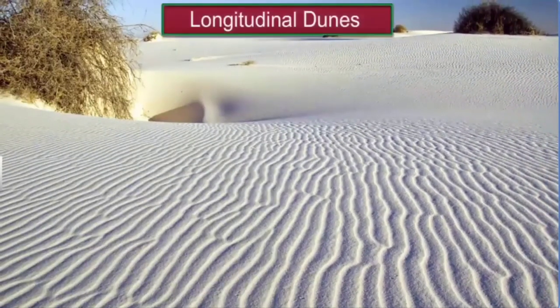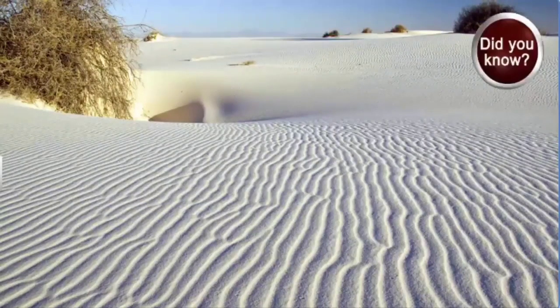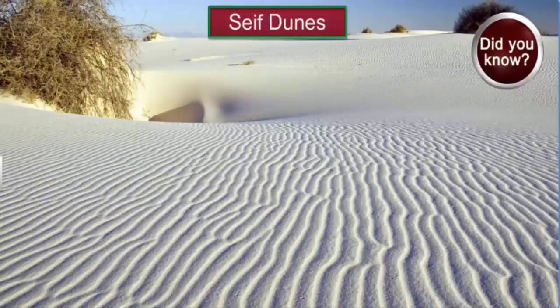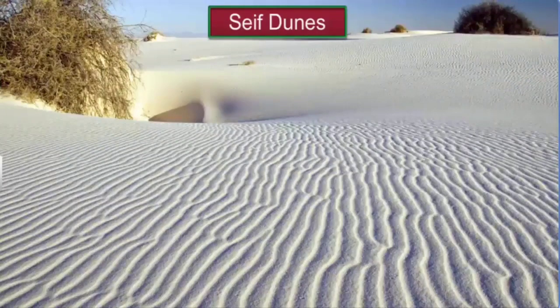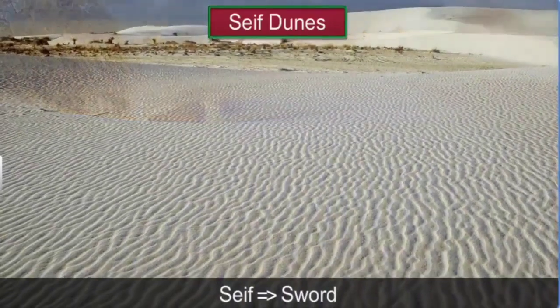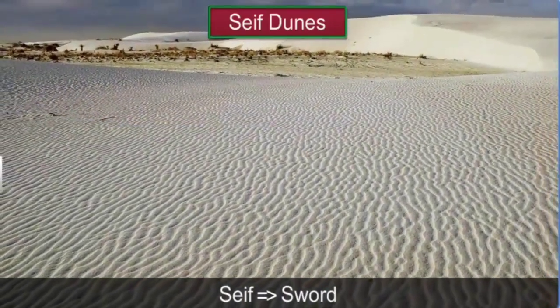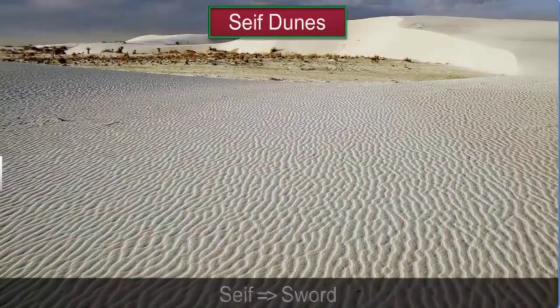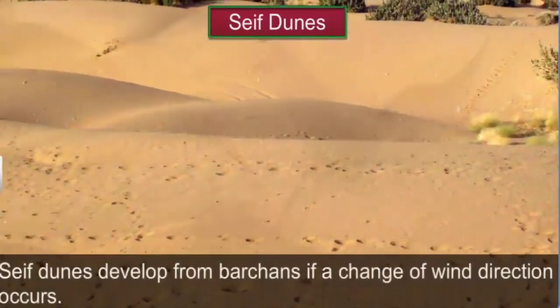Did you know? Longitudinal dunes, also called Seif Dunes, after the Arabic word for sword, elongate parallel to the prevailing wind. Seif Dunes are thought to develop from barkhans if the direction of the wind changes.